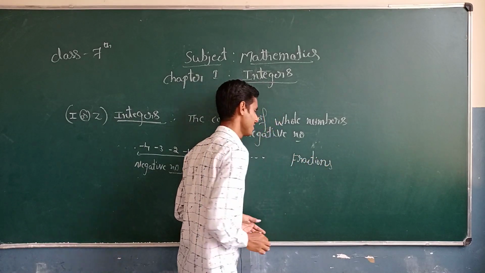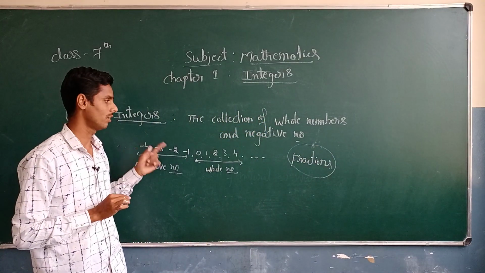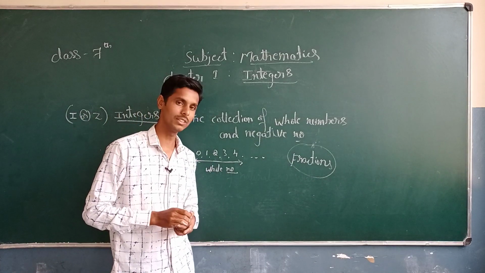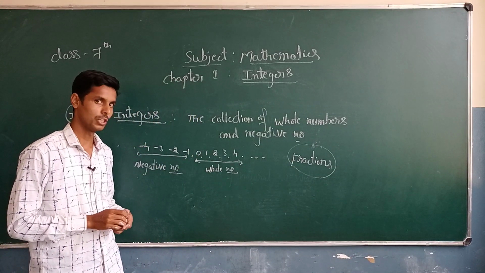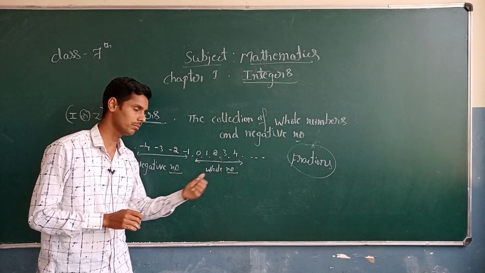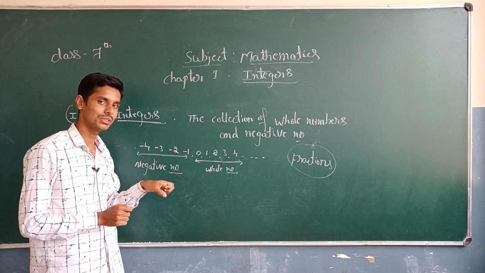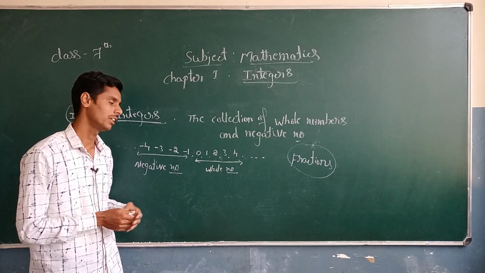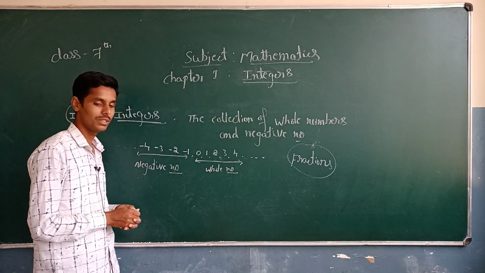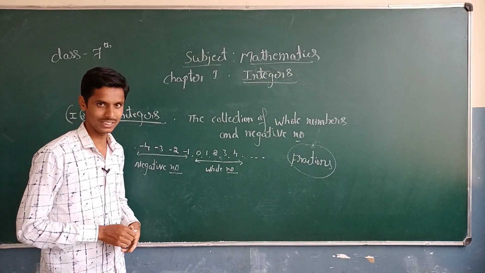This integer set does not contain fractions and decimals. Integers consist of whole numbers, and whole numbers include natural numbers also. Therefore, integers contain both natural numbers as well as whole numbers, along with negative numbers. Right? So we can show these integers on the number line.